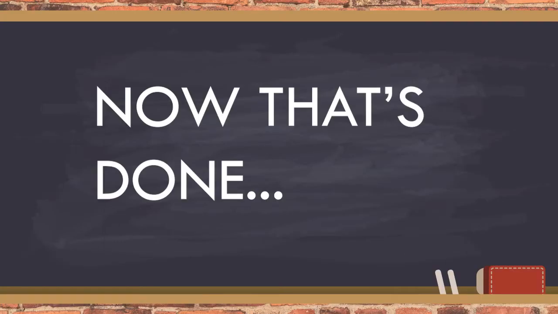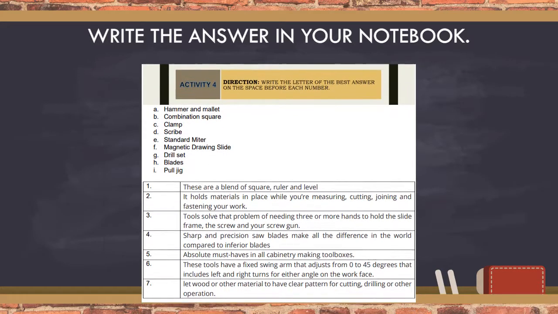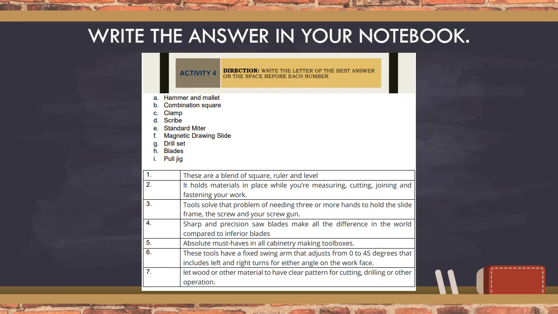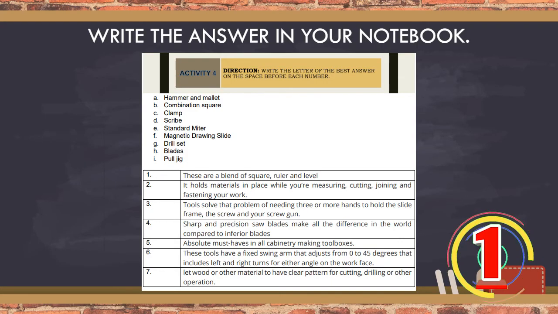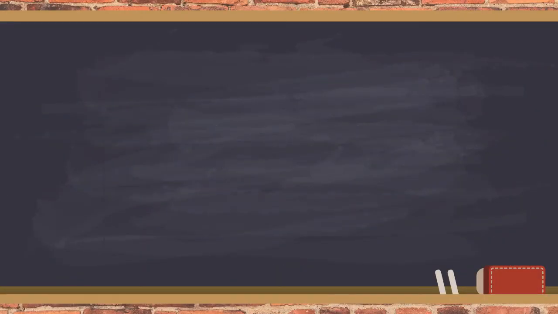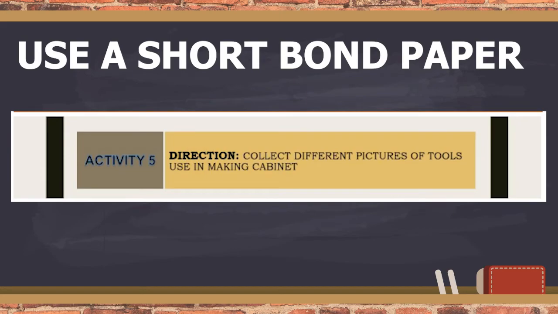Now that it's done, we got another one. Let's evaluate what you have learned, shall we? Just write the letter of what you think is the best answer on your notebook. And lastly, let's go further. Collect different pictures of tools used in making a cabinet. You can place it on a bond paper.